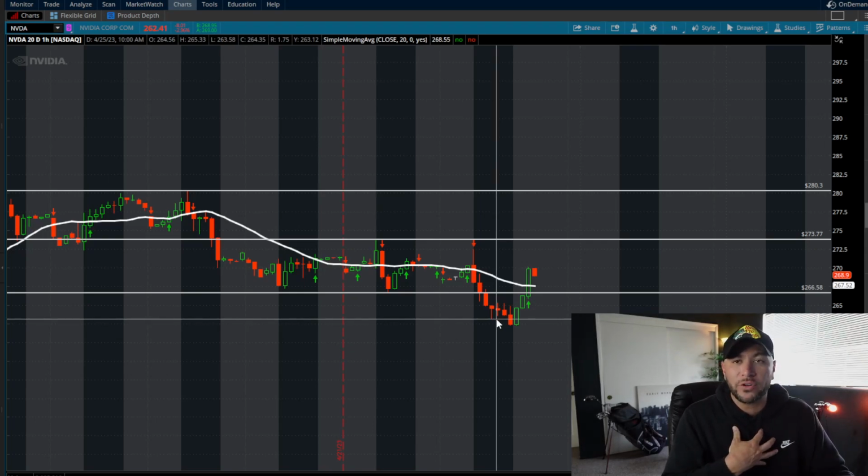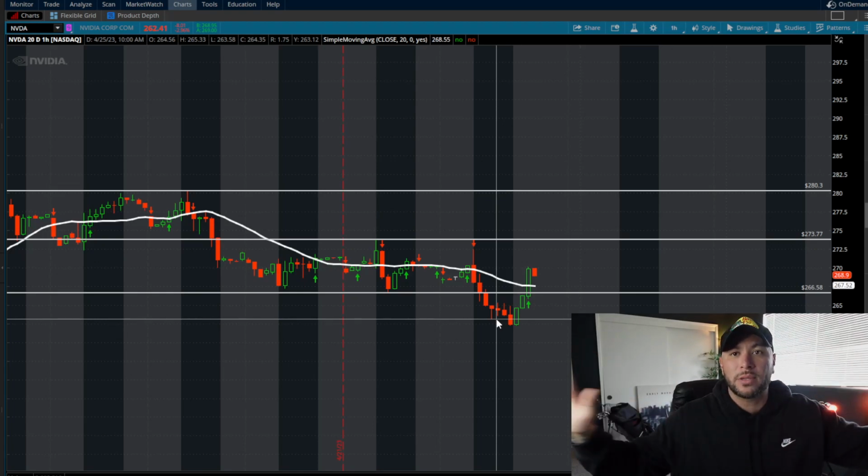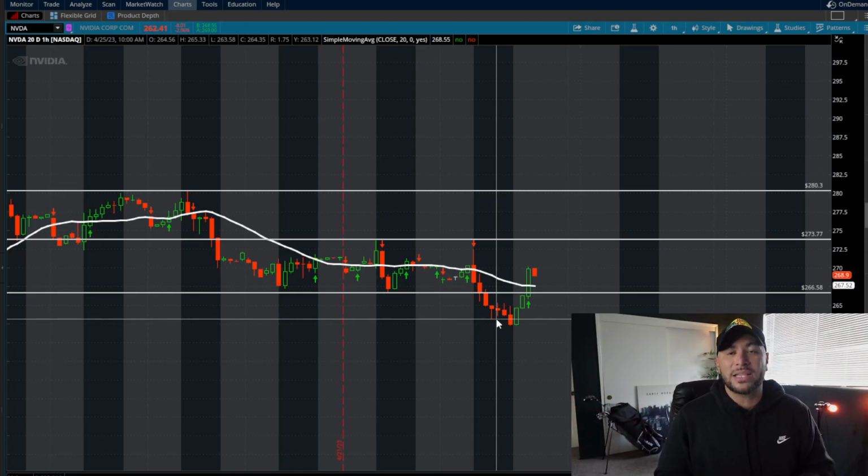My rule of thumb for scalping: you get $1.50, $2 on a stock like Tesla or Nvidia, start to sell and lock in those profits. Move your stop loss into profit or move your stop loss to break even, so it now becomes a free trade. I've done that in the past.